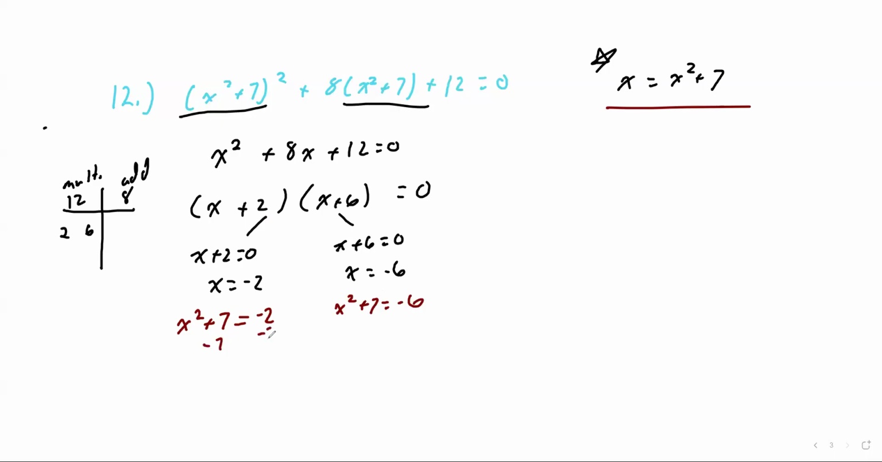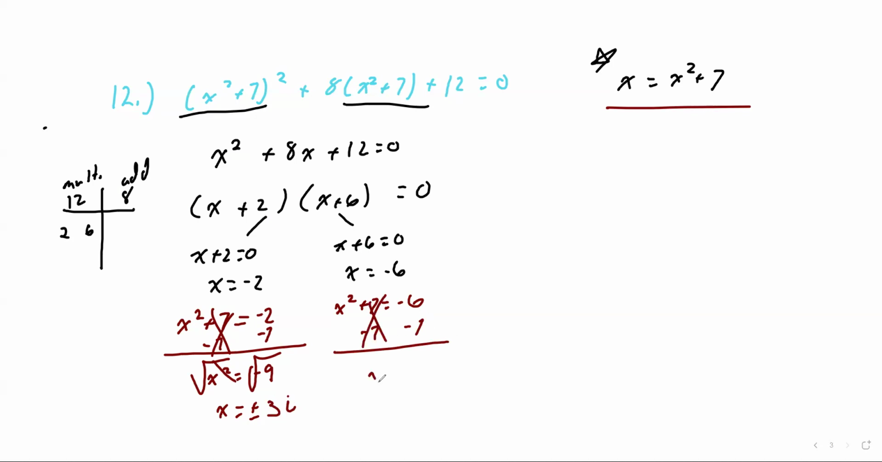So I subtract 7. So x squared equals negative 9. Take the square root. So I get plus or minus. I see a negative, so that becomes an i, and then the square root of 9 is 3. So this is plus or minus 3i. Subtract 7. That'd give me negative 13.